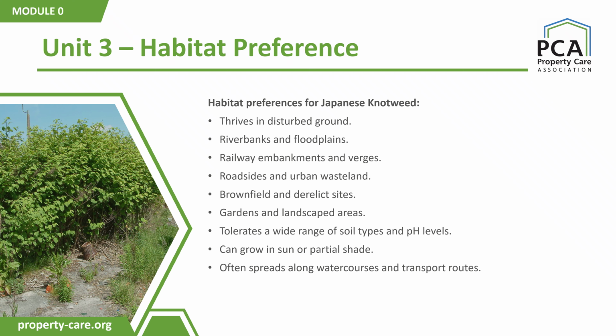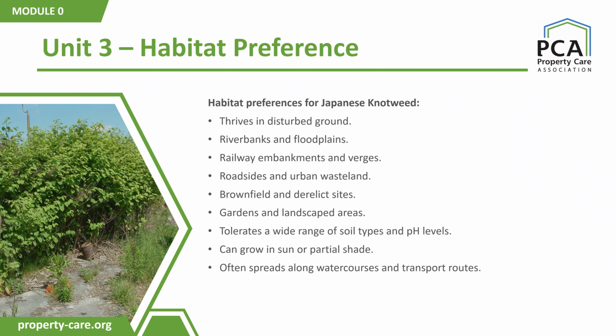Japanese knotweed is highly adaptable and thrives in disturbed ground, particularly where soils are nutrient rich. This is why it has spread so successfully in the UK, where human activity creates many of these ideal conditions. One of the most common places to find it is along riverbanks and floodplains.